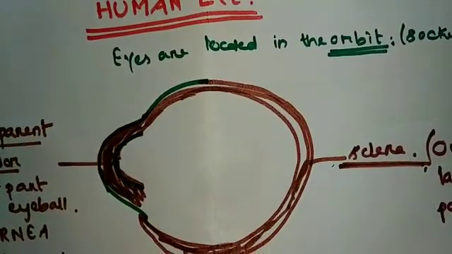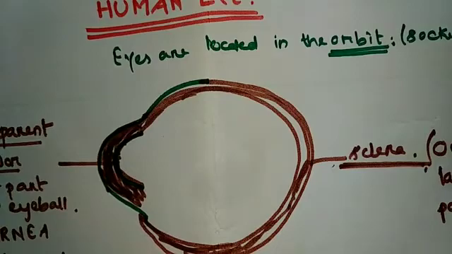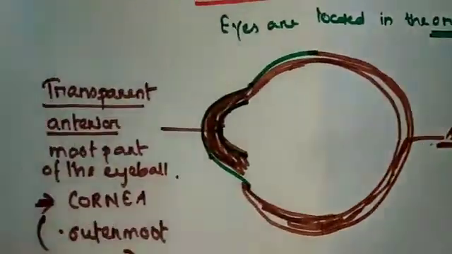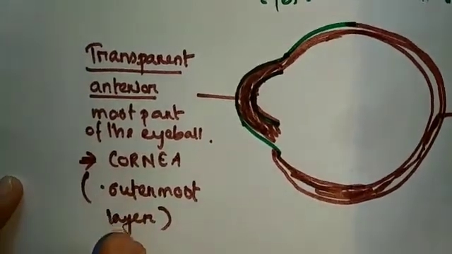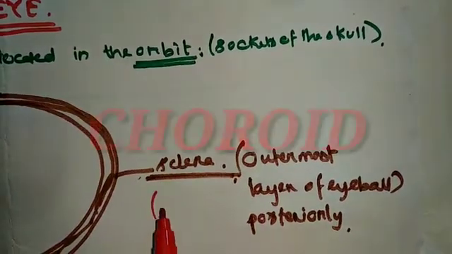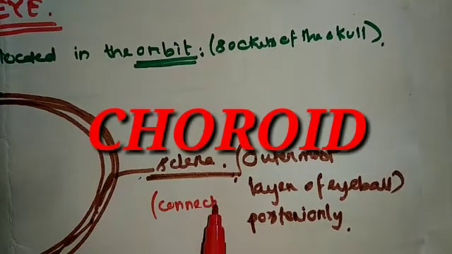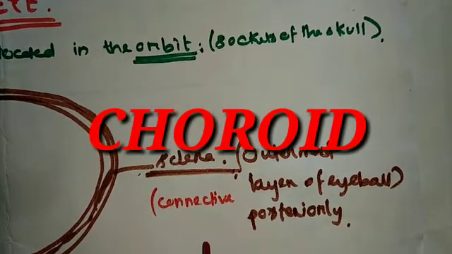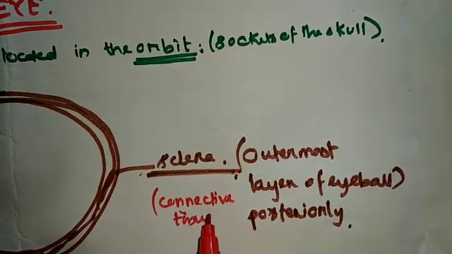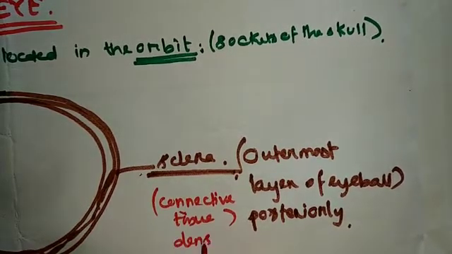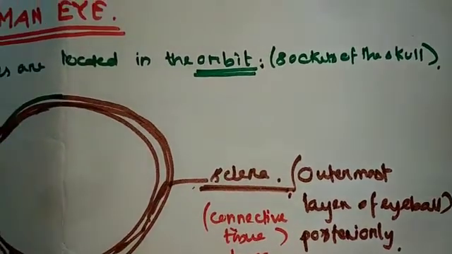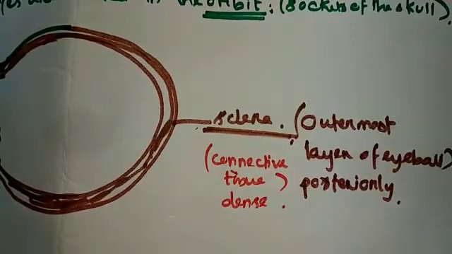Now the middle layer is known as choroid. I think all of you know. I will draw the choroid. This cornea part is transparent, but this sclera part is composed of connective tissue, and that connective tissue is very dense. So we can say that sclera is composed of dense connective tissue.